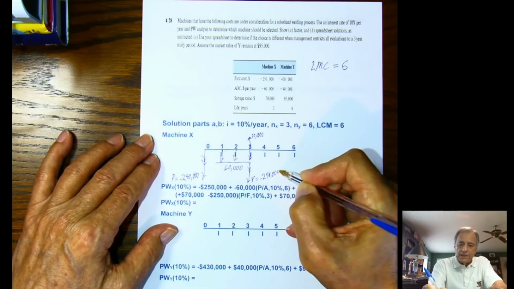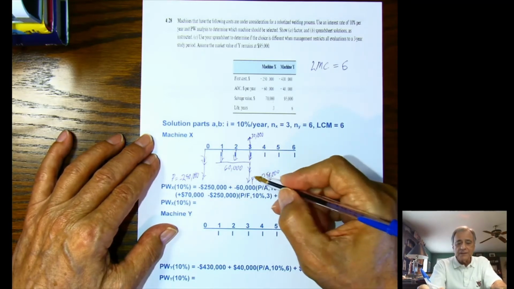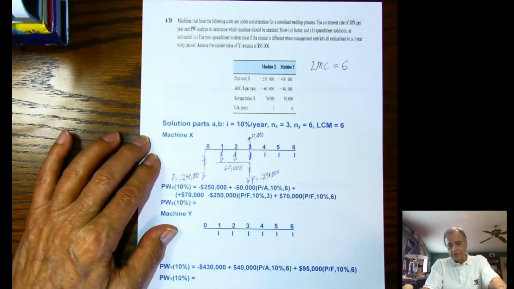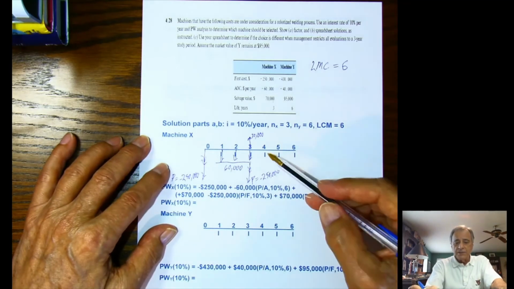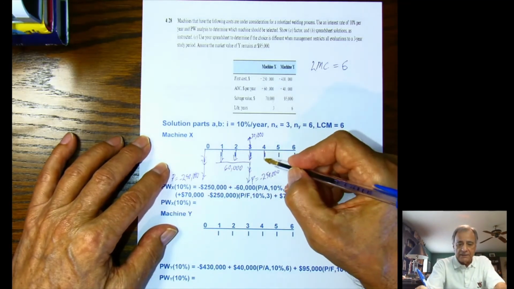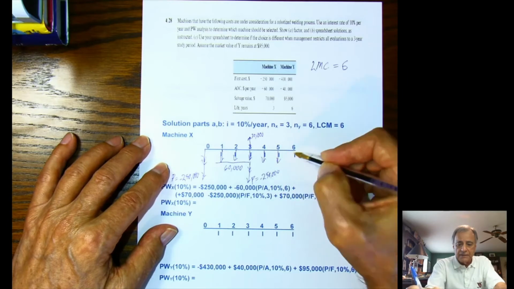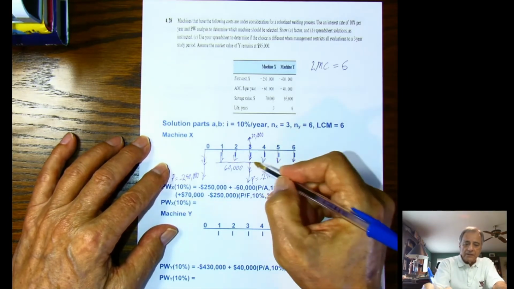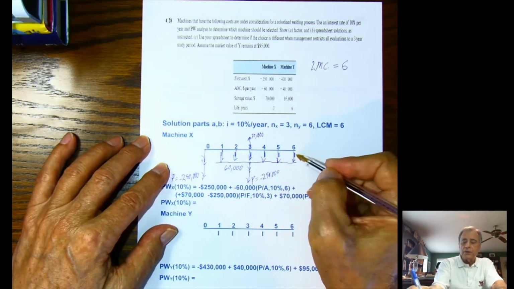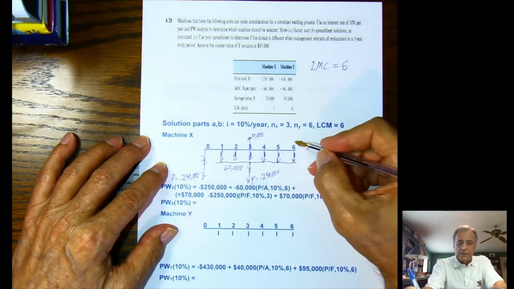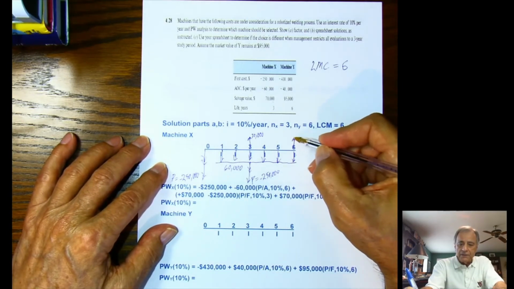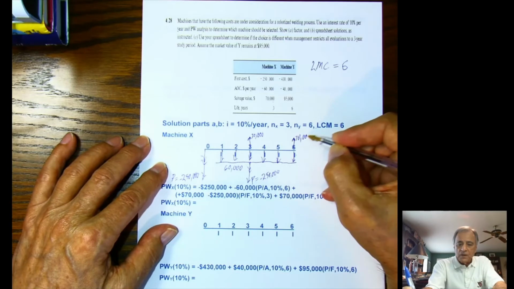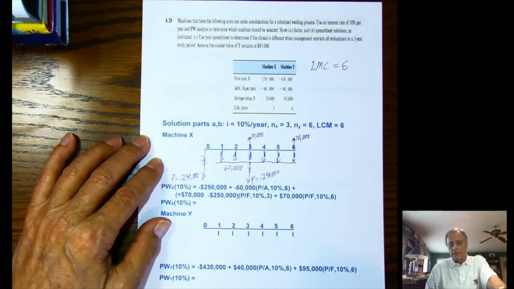I put P equals, but it's really not at the present time. It's just the initial cost of this machine. And this machine is going to have a $60,000 annual cost again. And then this $60,000 now goes for all 6 years. And then we'll get a salvage value here of $70,000. So that's the cash flow for this machine.